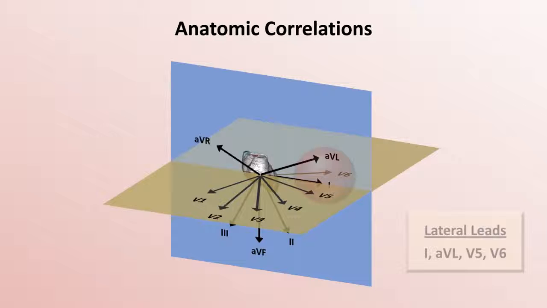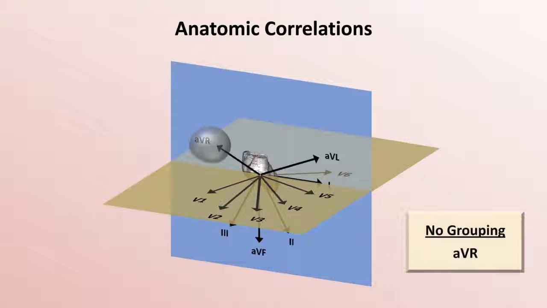The tricky group are the lateral leads. Hopefully with a 3-dimensional representation here, you can appreciate that leads 1, AVL, V5, and V6 are all in a similar direction and are the best leads to evaluate pathology of the lateral wall of the left ventricle, and more generally, the left ventricle as a whole. Finally, as you can see, AVR is sort of the odd one out, with no other leads in a similar direction, and thus it has no group assignment.